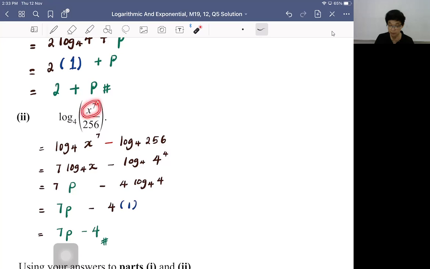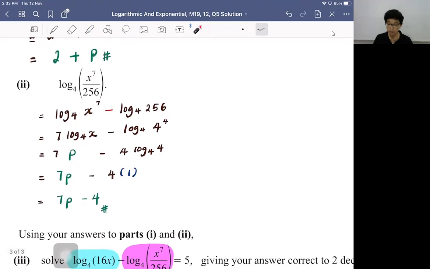That is what we get: we take the numerator, log base 4 of x to the power 7, minus the denominator, log base 4 of 256.